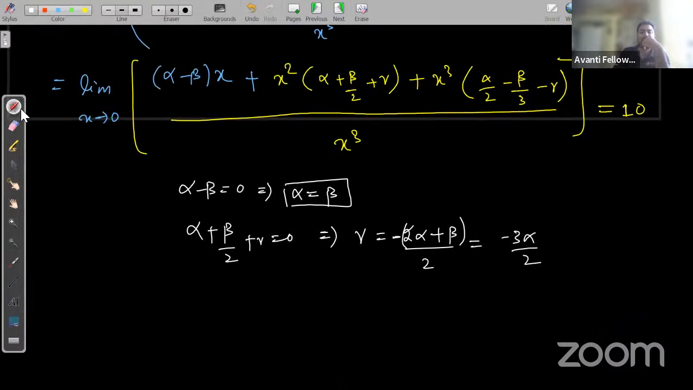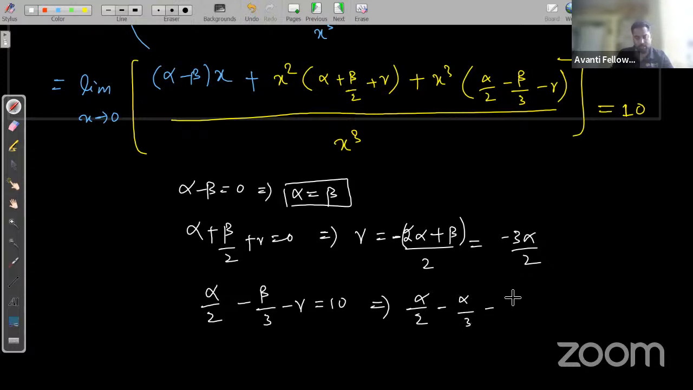Okay, and the last one, that is alpha by 2 minus beta by 3 minus gamma, if I am taking this as 10. So what will happen? Try it: alpha by 2 minus beta by 3 minus gamma is equal to 10. So this becomes alpha by 2 minus beta, in place of beta I am taking alpha by 3, minus gamma is equal to minus 3 alpha by 2, that is 3 alpha by 2 is equal to 10.